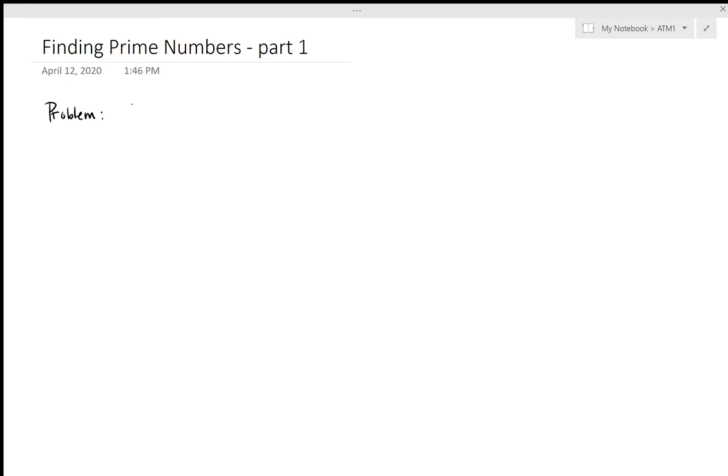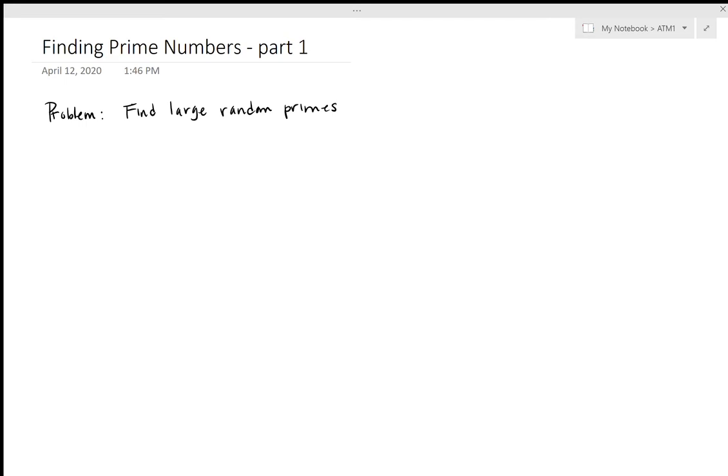Okay, so the problem is find large random primes. That is our problem at this point. So after this part, and then the second part, introducing the number theory, then probably a third lecture, maybe a fourth lecture, to show how that number theory is used to generate a primality testing algorithm. Okay, so here's the problem.